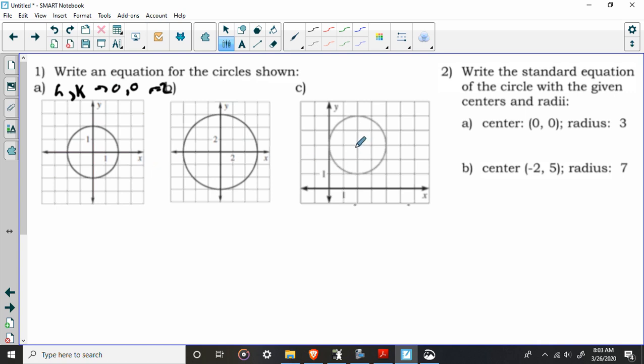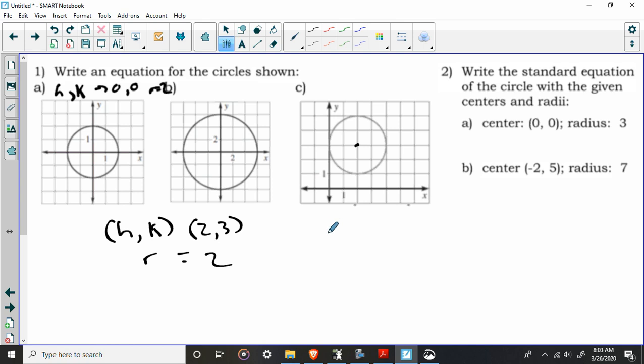Where's your center? Your center is about here, so that's at 1, 2, 1, 2, 3. So again, H, K is at 2, 3. And your radius, each box is worth 1, so it's going to be 2.